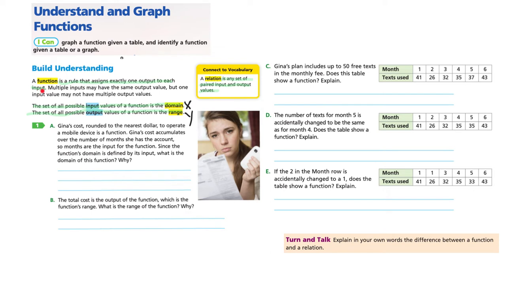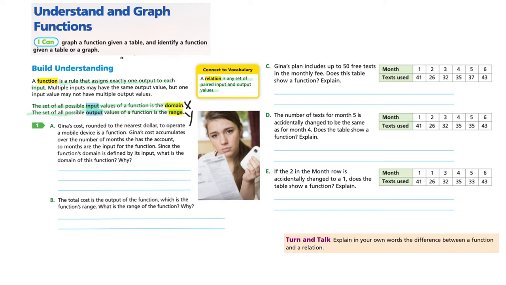And again, you can go back over here to where we highlighted that a function is a rule that assigns exactly one output to each input. So look at all the inputs and see if there's exactly one for each. Then D, the number of texts for month 5 is accidentally changed to be the same as for month 4. So here's where they're talking about 4 and 5 and they have the same output for the two different inputs. Does the table show a function and explain that?